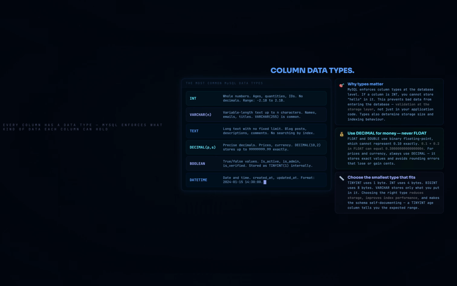Every column in a MySQL table has a data type, and MySQL enforces it. INT stores whole numbers: ages, quantities, IDs, no decimals. VARCHAR stores variable length text up to a maximum you define. VARCHAR(255) is the most common choice for names and emails. TEXT stores long text with no fixed limit: blog posts, descriptions, comments. DECIMAL stores precise decimal numbers. Use this for prices and currency.